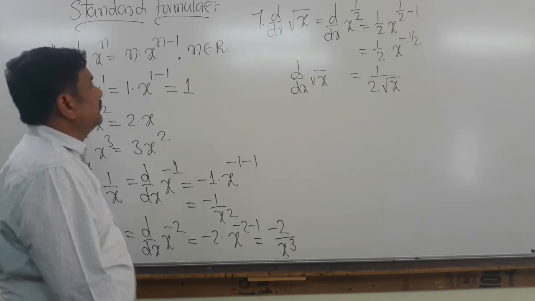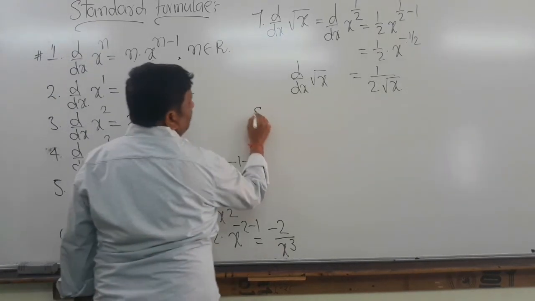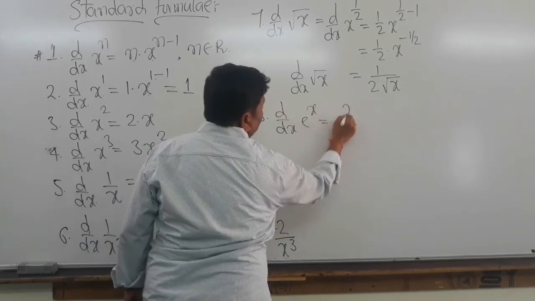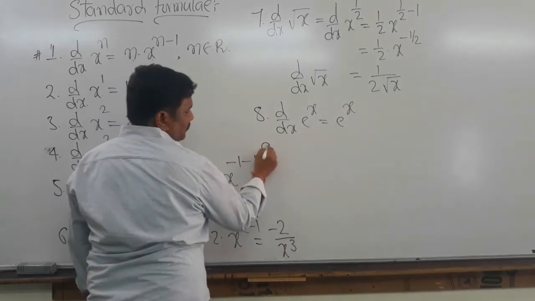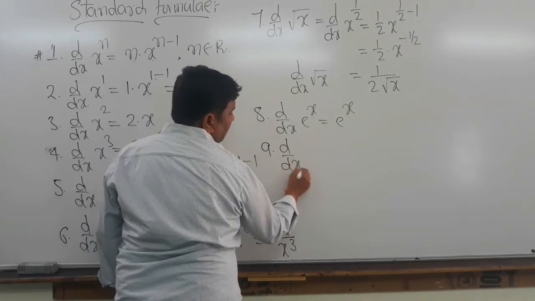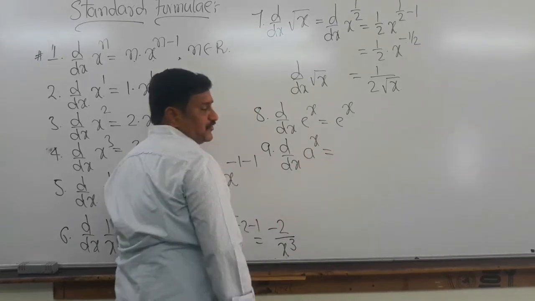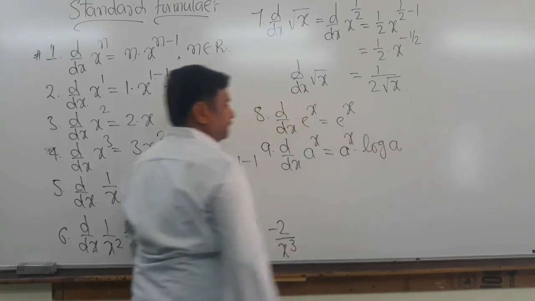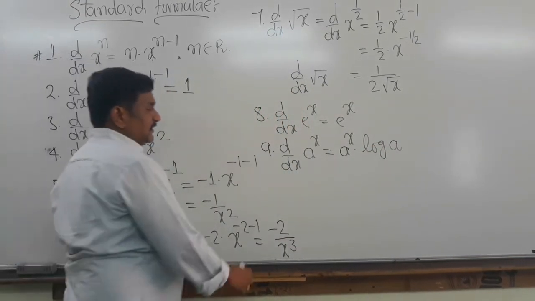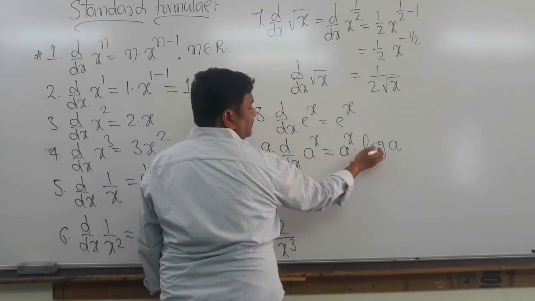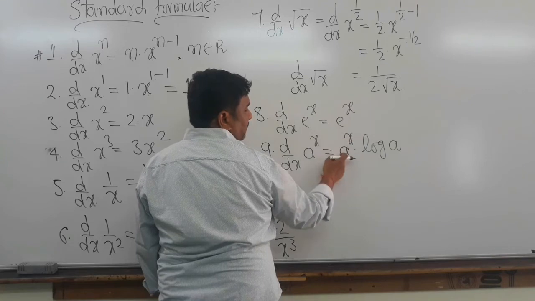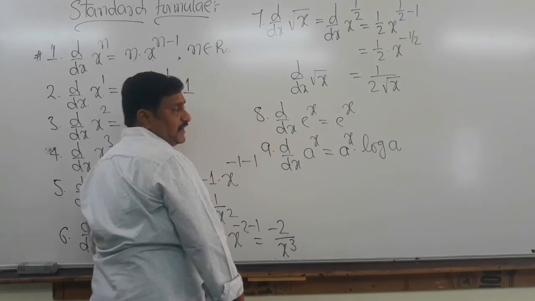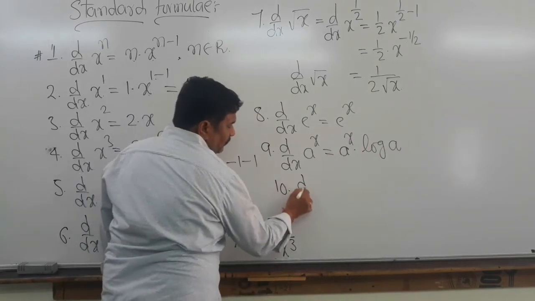So this is about algebraic functions. Also, just now we found the derivative of e raised to x, which is equal to the same e power x. Exponential functions: derivative of a raised to x is a raised to x into log a. This is applicable for e also. If you want to see there, e power x into log e, but log e is 1, so we don't always write it.